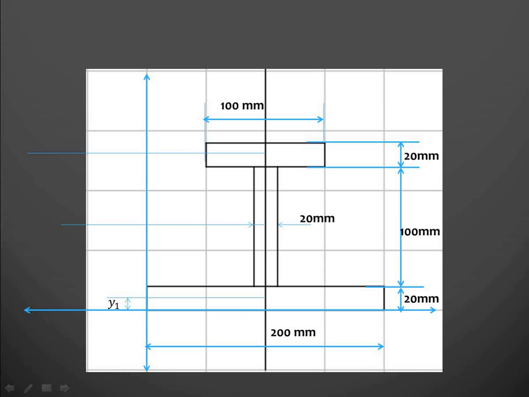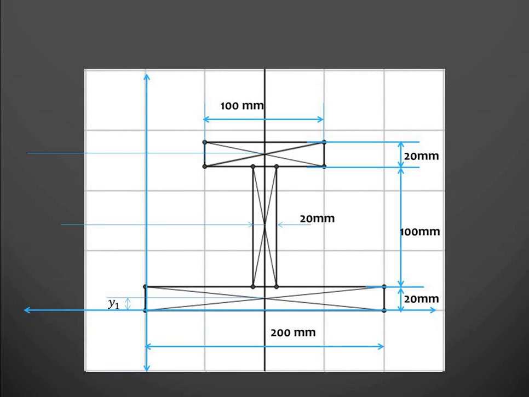Now, first step is always to find out the centroid of each section and then the corresponding values of x1, x2, x3 and y1, y2, y3. So let us join the diagonal of this particular rectangle. So you can see that these diagonals are joined. So this is the centroid of figure 1, this is the centroid of the second figure, and this is the centroid of the third figure.